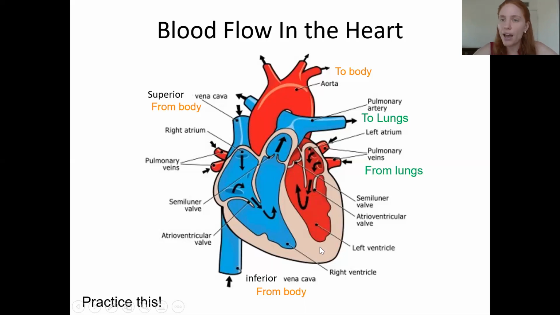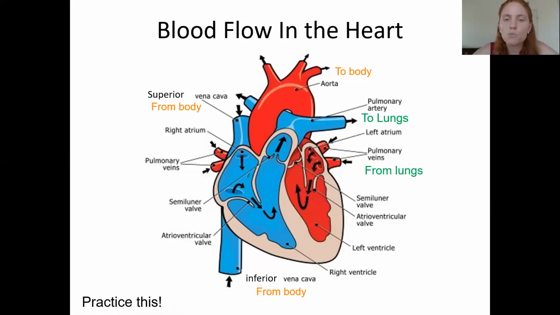And then how do we get back? The same way that we already started. Okay, so everything above the heart will come from the superior vena cava back to the right atrium. Everything from below the heart is going to go through the inferior vena cava back to the right atrium, and you just continue from there.